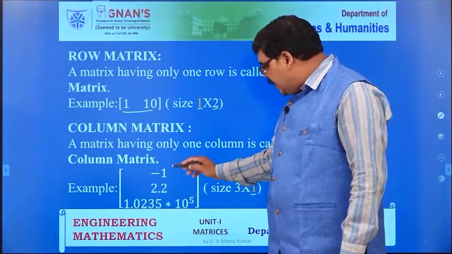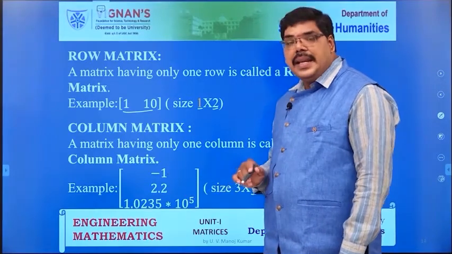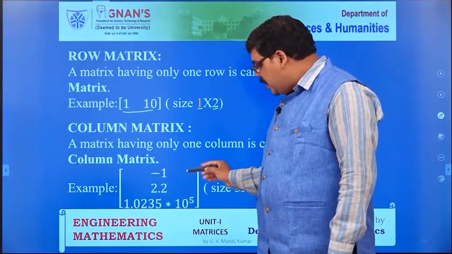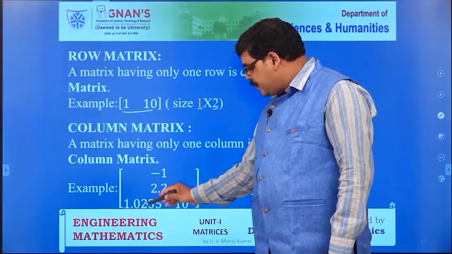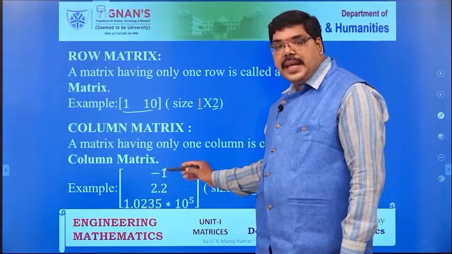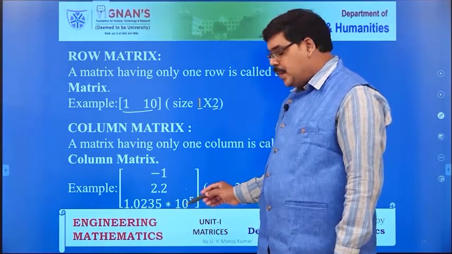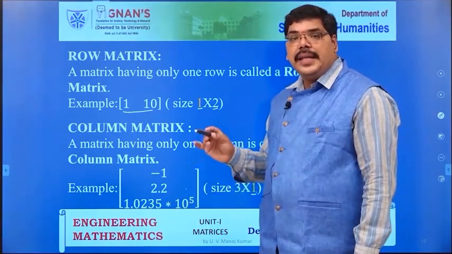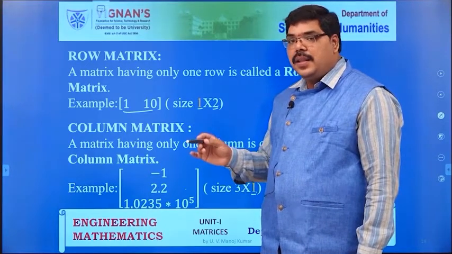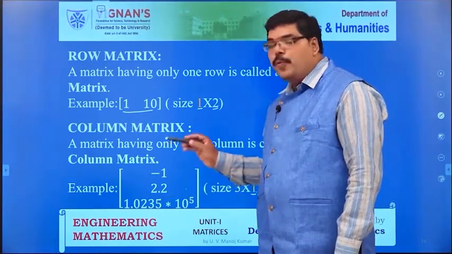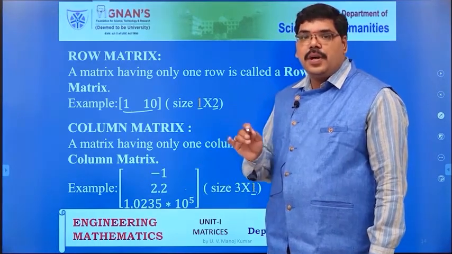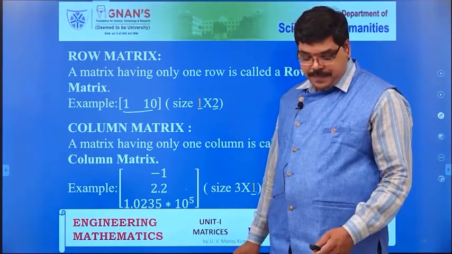See the example here. There is one vertical line and there are 3 horizontal lines. One vertical line is called a column. So the number of columns is 1. Whenever you are writing a column matrix, all the elements should be written in one vertical line, which means one column. That is what we call a column matrix.